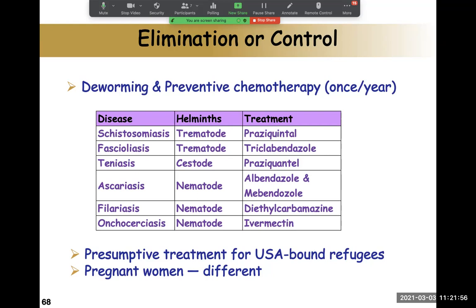As far as the US is concerned, for any refugees coming from the region, we assume they are infected and they are given these drugs as a presumptive treatment. And of course, if you're a pregnant woman, they need to make sure to check, because these drugs can have very specific side effects on the fetus, so they have to look into which drug to give. But everybody else is presumptively treated with various drugs.